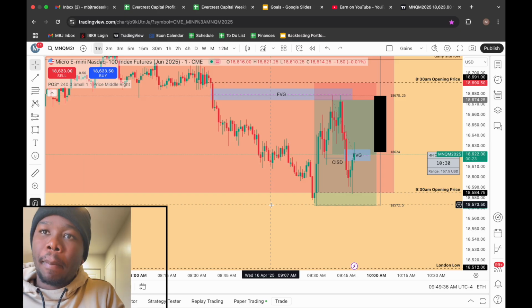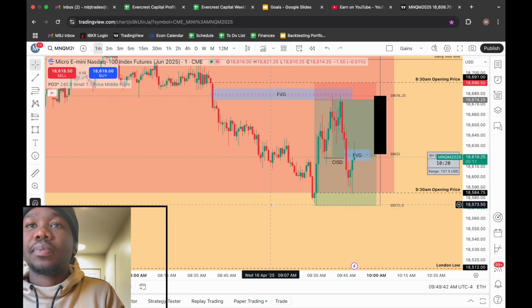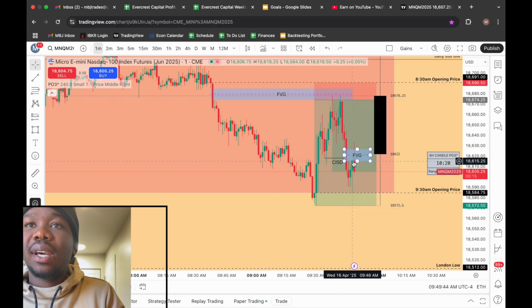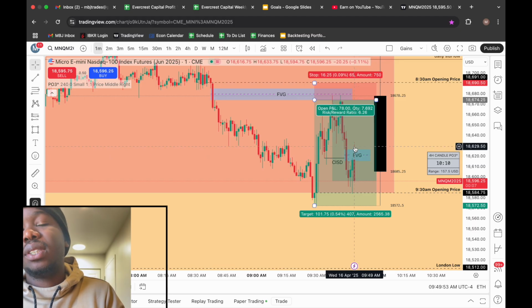And the reason why I wouldn't be too scared yet is because wicks can do damage. So a wick can come up and above the fair value gap, but as long as the body closes below the consequent encroachment of the fair value gap, I'm not concerned, I'm not worried.